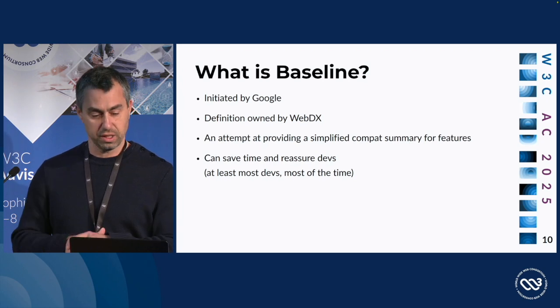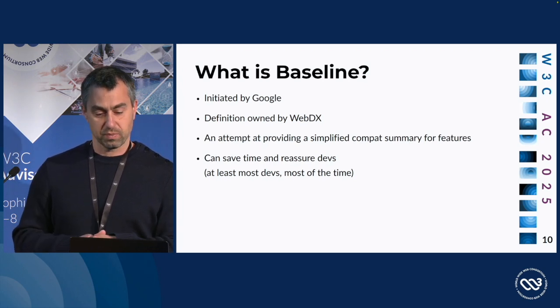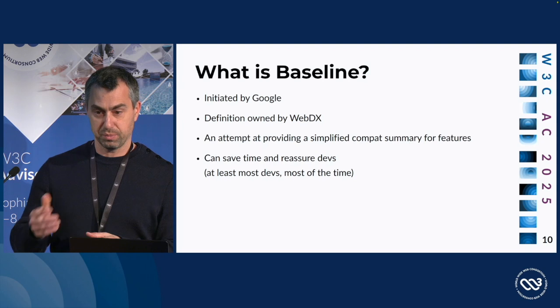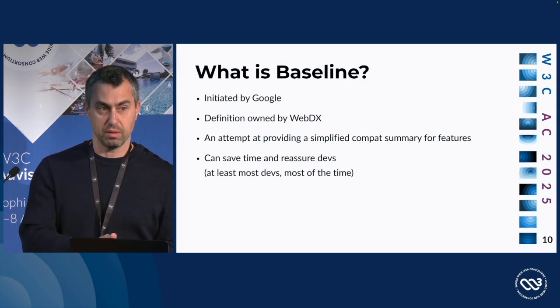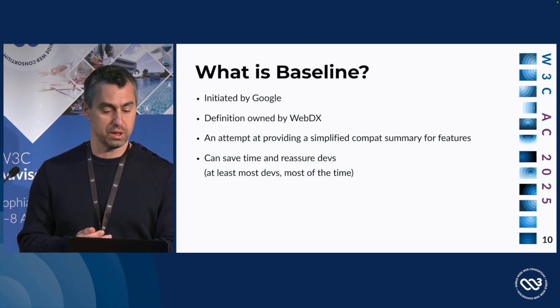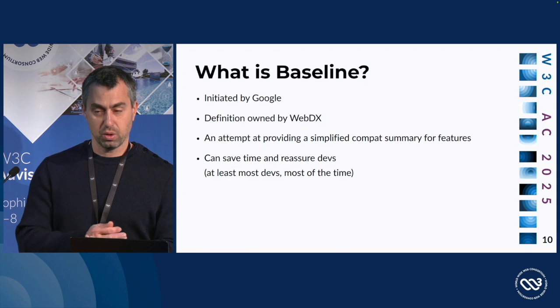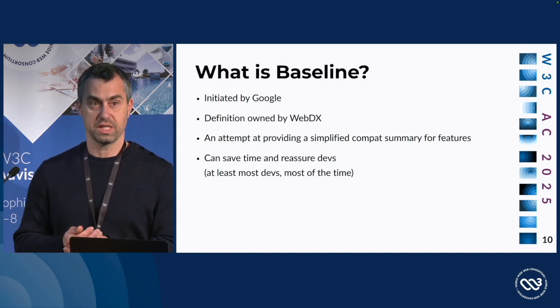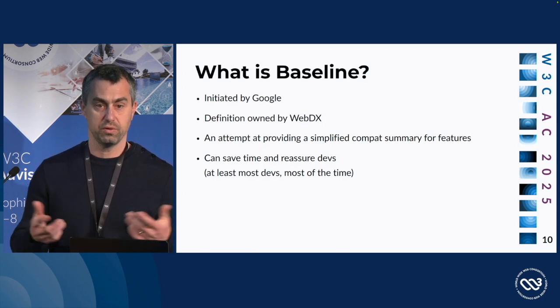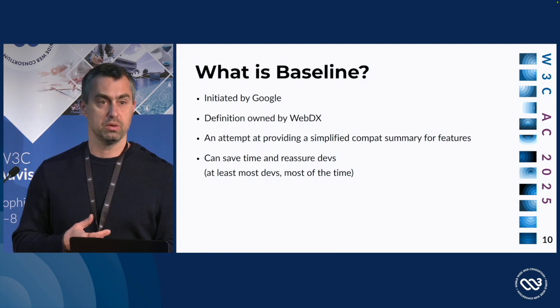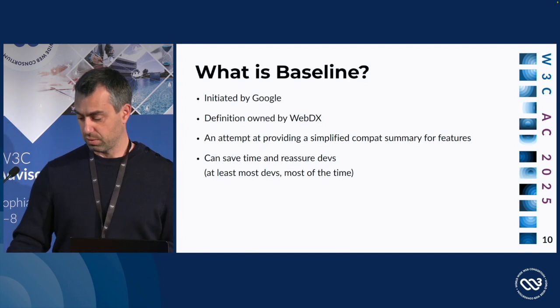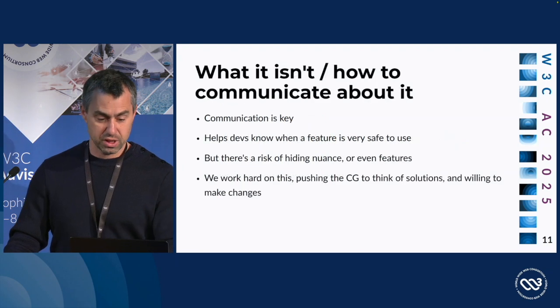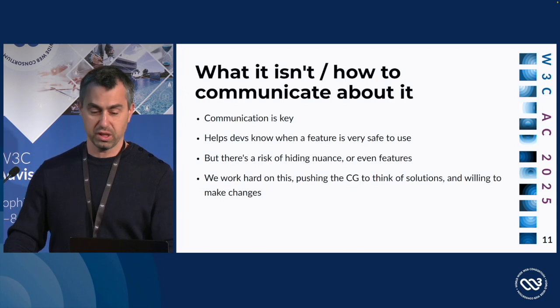And so we are starting to see baseline being adopted by more and more places. I mentioned MDN before, caniuse.com as well, and more developer tools, such as ESLint, which is a linter for your code, as well as VS Code, which is an IDE for writing code as well. So now it brings me to what it isn't and how to communicate about it.